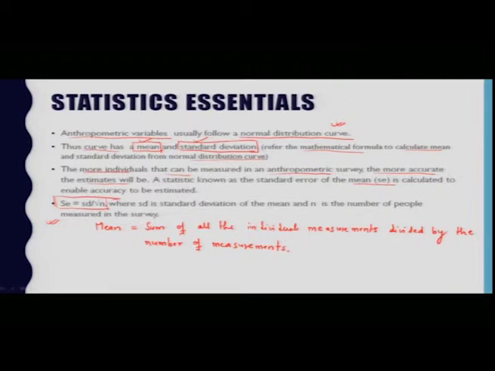Now, how do you calculate the standard deviation? The standard deviation is calculated using the difference between each individual measurement and the mean. I will give you the formula for the same also. So, the value of the standard deviation determines the shape of the normal distribution.